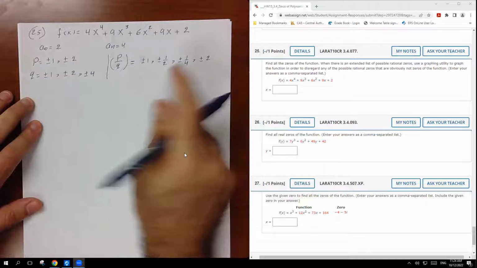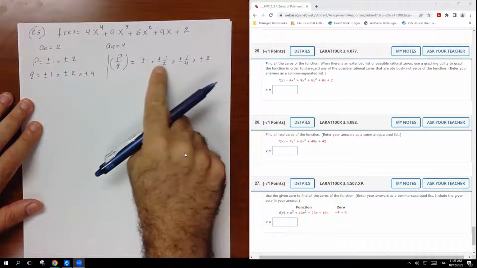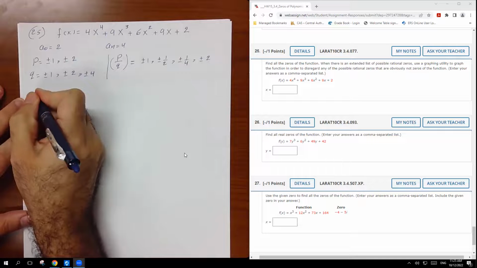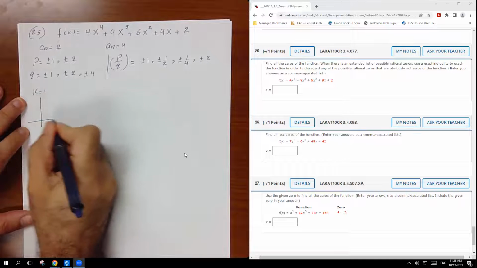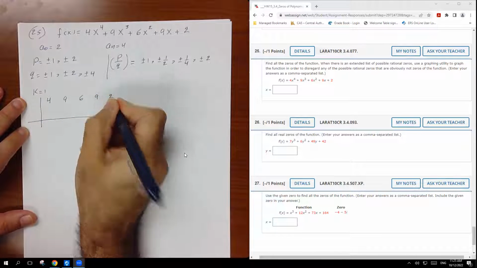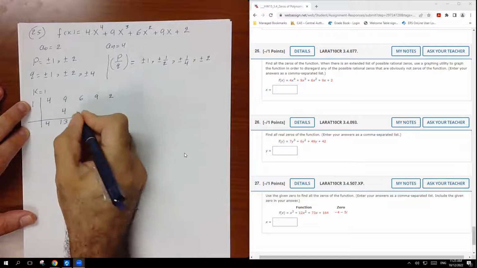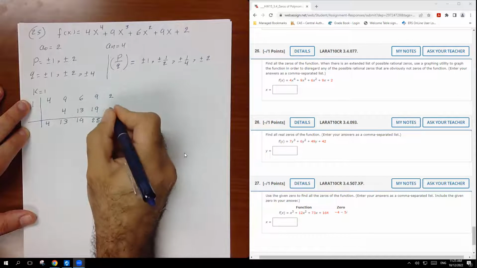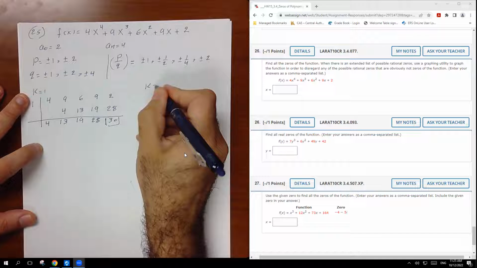Now let's start with k equal 1, then k equal negative 1. Then I'm going to try k equal 2 and negative 2 before I start working with these fractions, and check if it works. If it's not, then I'm going to work with the fractions. So let's start with k equal 1. There is no missing term. So I'm going to write 4, 9, 6, 9, 2. And here's 1, it's going to be 4. 1 times 4 is going to be 4. This is 13. 1 times 13 is going to be 13. And here's 19. 1 times 19 is going to be 19. Add these together is going to be 28. 1 times 28 is going to be 28. Add these together is going to be 30. Remainder not equal 0. So we're going to go to k equal negative 1.